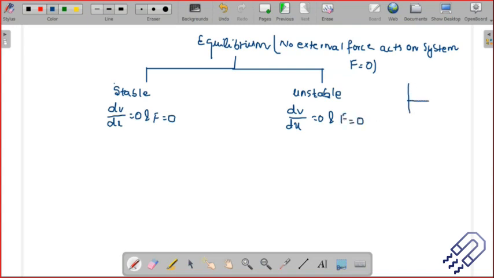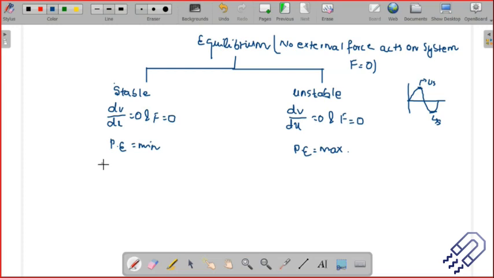If we take the example of a marble being at the peak here, or a marble being here, this is stable and this is unstable. In both cases these conditions will more or less remain the same, and we will know how to find out whether it's at unstable or stable equilibrium. When we talk about stable equilibrium, the potential energy will be minimum. In unstable equilibrium, the potential energy will be maximum. We're going to look into it and give some examples.